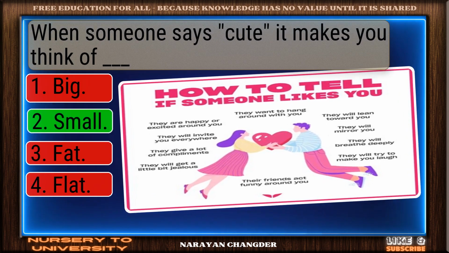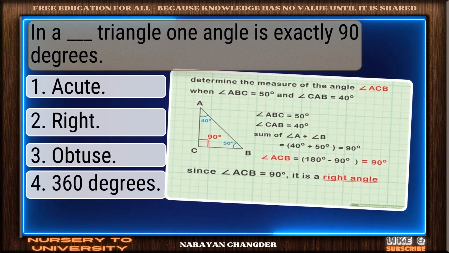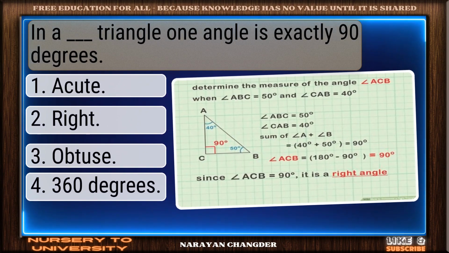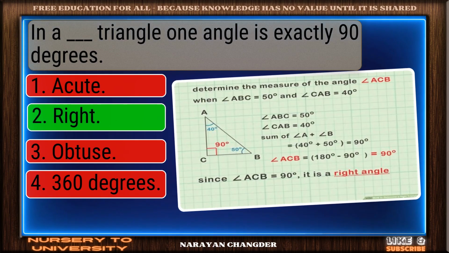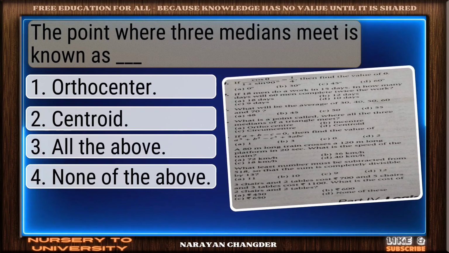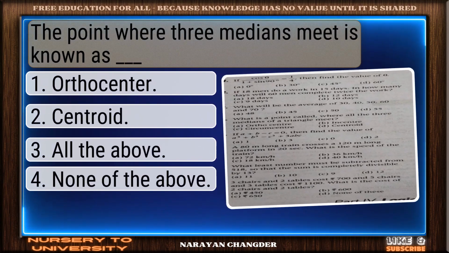Excellent. Small is a brilliant choice. Question number 114. In a dash triangle, one angle is exactly 90 degrees. Smart move. Right is an accurate answer. Question number 115. The point where 3 medians meet is known as dash.